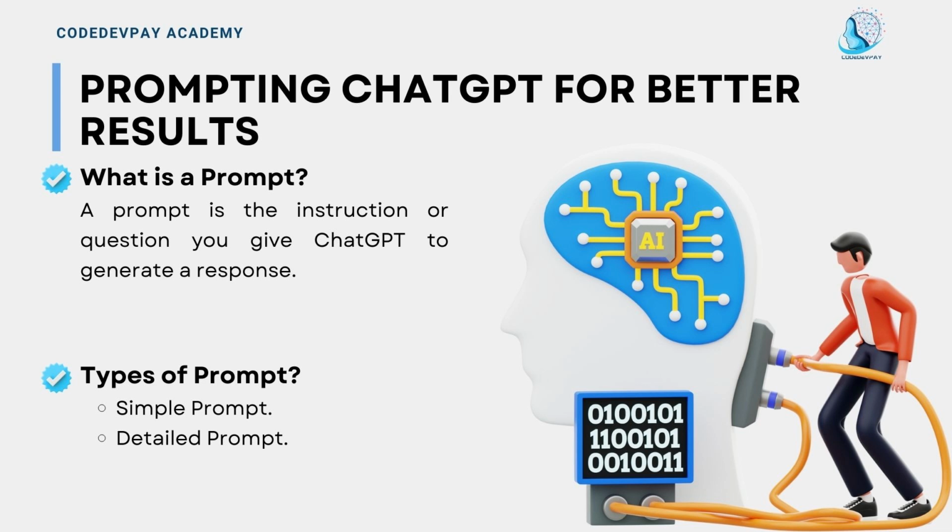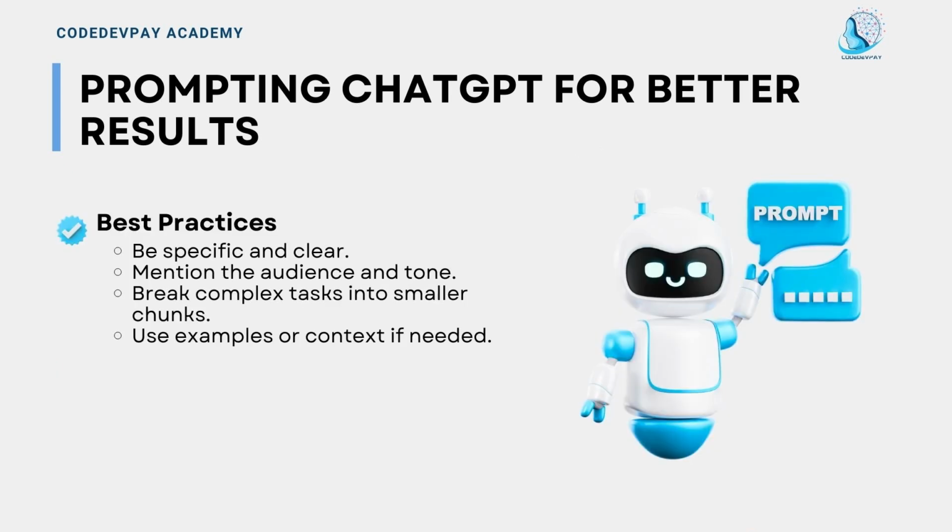Prompting ChatGPT for better results. What are some of the best practices? 1. You have to be specific and clear. 2. Mention the audience and tone. Break complex tasks into smaller chunks. Use examples or context if needed.